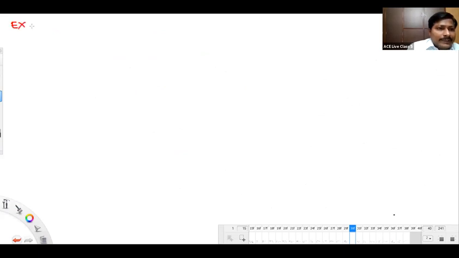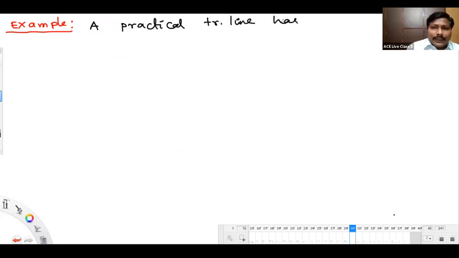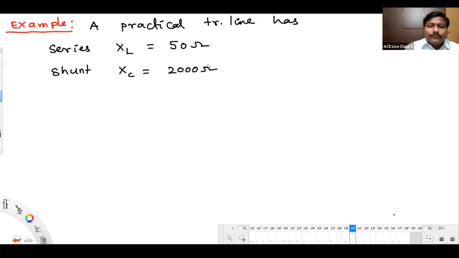Look here, look at this example I am talking about. A practical transmission line. Assume that we don't have any resistance for the time being. Series resistance we don't have, only series inductive reactance XL 50 ohms. Shunt capacitive reactance XC 2000 ohms.